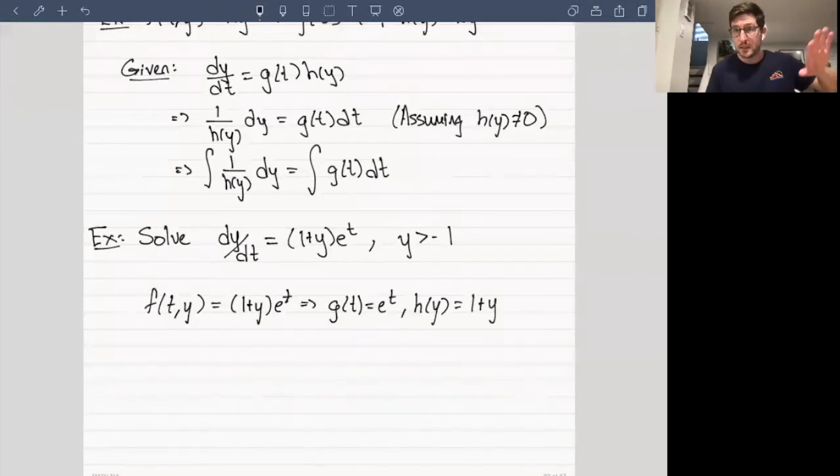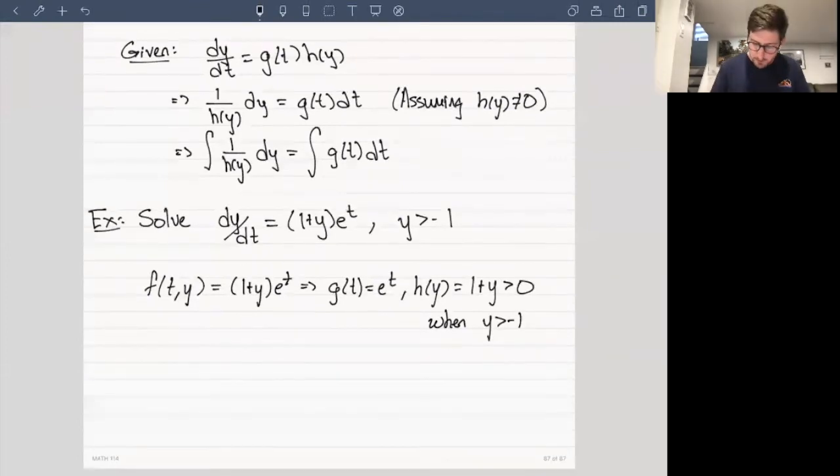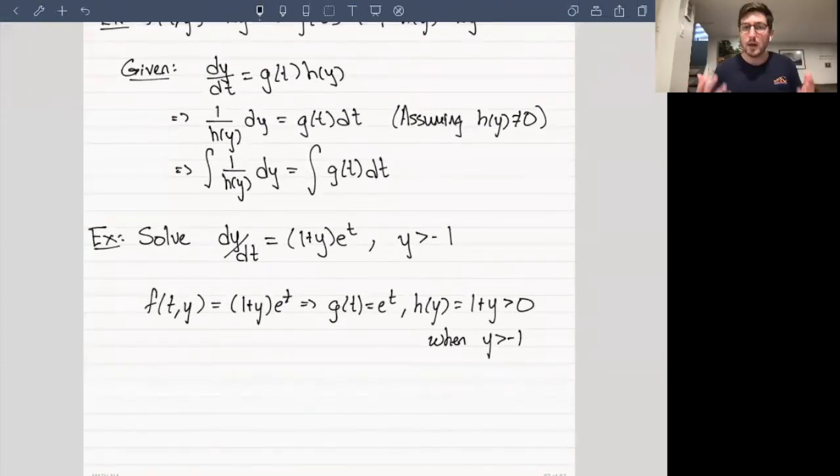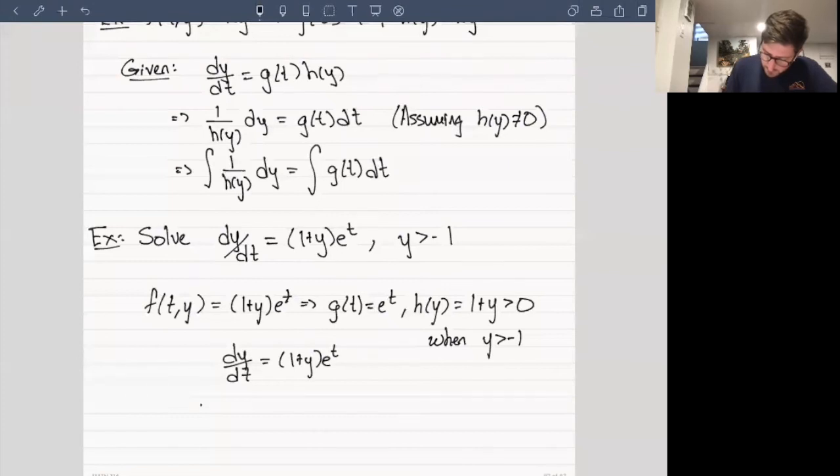So that tells us that this differential equation is itself separable. We can separate out the t from the y components of this thing. And furthermore, we see that h of y is bigger than 0 in this domain restricted region of y larger than -1. So let's go ahead and solve this differential equation using what I have above. So I have dy dt is equal to 1 plus y e to the t. Now I multiply up the dt, I divide by the 1 plus y, and I get, let's say, dy over 1 plus y is equal to e to the t dt.